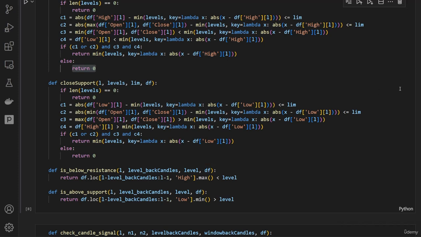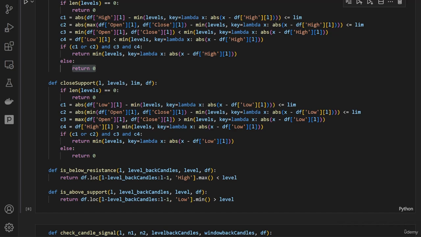So the logic behind this function is very much like the other one, like the close resistance, only in a symmetrical approach. The initial check ensures that there are support levels to analyze. If the levels list is empty, the function returns 0, indicating a lack of significant support.